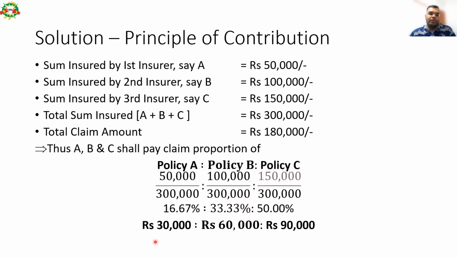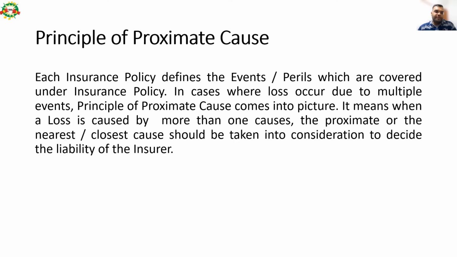Since the total claim amount is 1.8 lakh rupees, 16.67% of 1.8 lakh is equal to 30,000 rupees. So under this circumstance, 30,000 will be paid by company A, 60,000 will be paid by company B, and 90,000 will be paid by company C, and the total compensation that will be received by the proposer or insured is equal to 1.8 lakh. Next principle of insurance is principle of proximate cause.